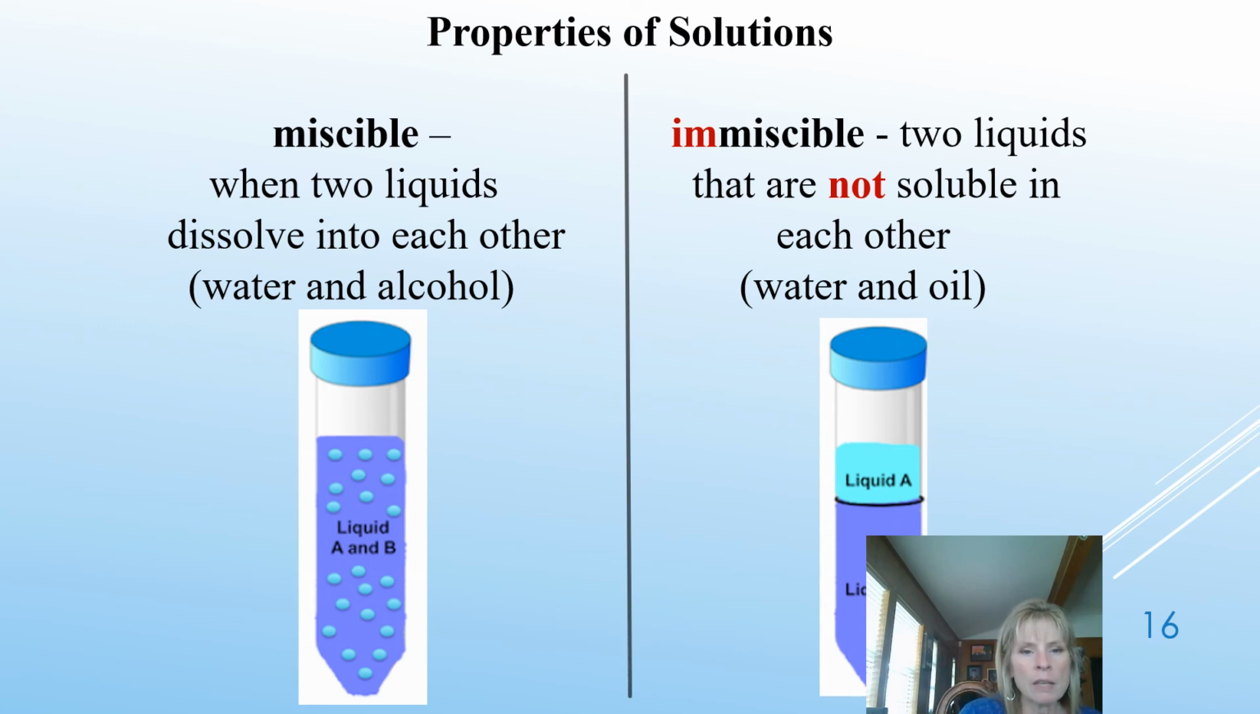If something is miscible, these are just two new vocabulary terms. If something is miscible, that means it's two liquids that dissolve in one another. If something is immiscible, those two liquids wouldn't be soluble in one another. They wouldn't dissolve in one another. Here we've got examples. Things that are miscible are water and alcohol. Those two things will dissolve in one another, but water and oil, as you know, will not dissolve in one another.